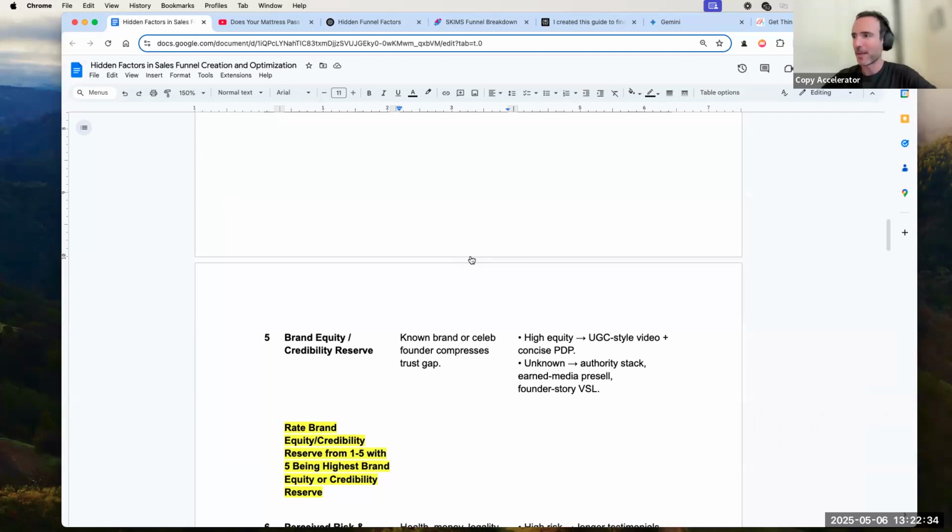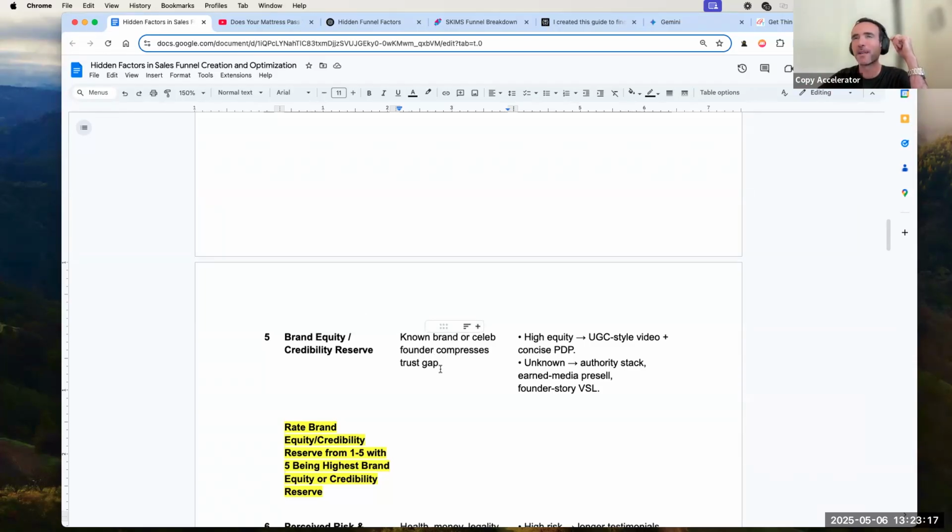Brand equity and credibility, right? If you have brand equity, or there's a celebrity founder or even endorser, typically you need less copy and a less long funnel. Typically. So obviously on the ultra brand equity side, it's like Coca-Cola, right? Coca-Cola doesn't need to sell you Coca-Cola through a VSL, right? It's just Coca-Cola. You know what Coca-Cola is. Everyone knows what Coca-Cola is, right? Awareness is peak. You want it, it's Coke. Buy it, right?